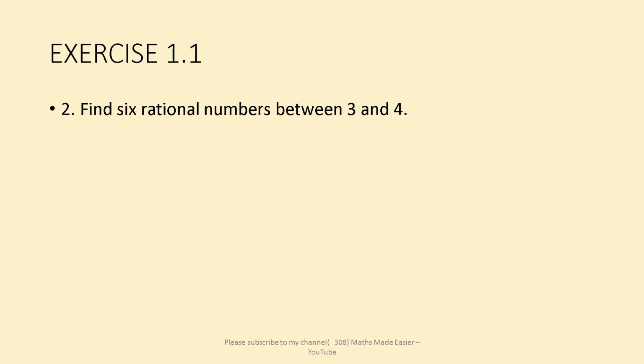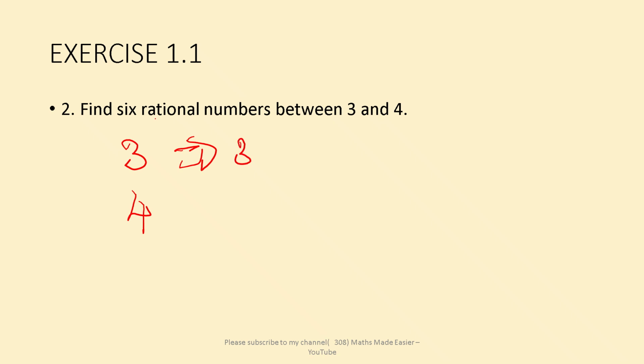We need to find 6 rational numbers between 3 and 4. We simply have to rewrite 3 and 4 in terms of P by Q. And we need to find 6 such rational numbers between these two integers. So, we need to find 6. So we can choose any number which is greater than 6.